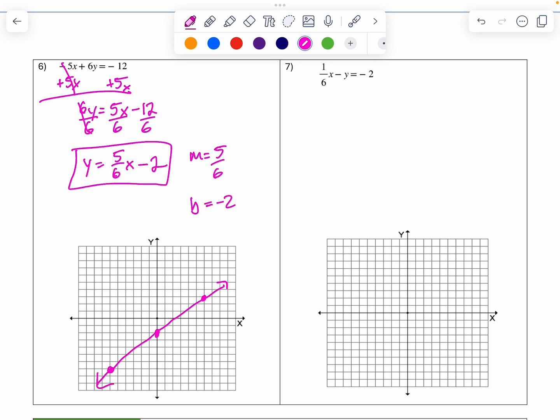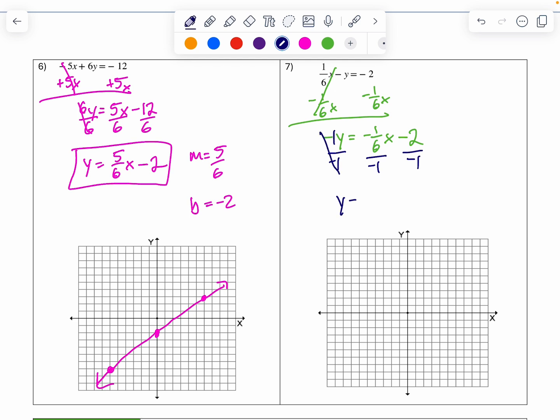Number 7 is similar, except I've got a fraction, which I know can be kind of startling, but I think we can deal with it, because all we're trying to do is get y alone. So I'm going to subtract the 1/6x to move it to the other side. And we want our slope to be a fraction anyway, so it's okay that it's a fraction. And then I don't want to have a negative y. We've got to get rid of that negative. So there's an invisible -1 here, so I could divide everything by -1.